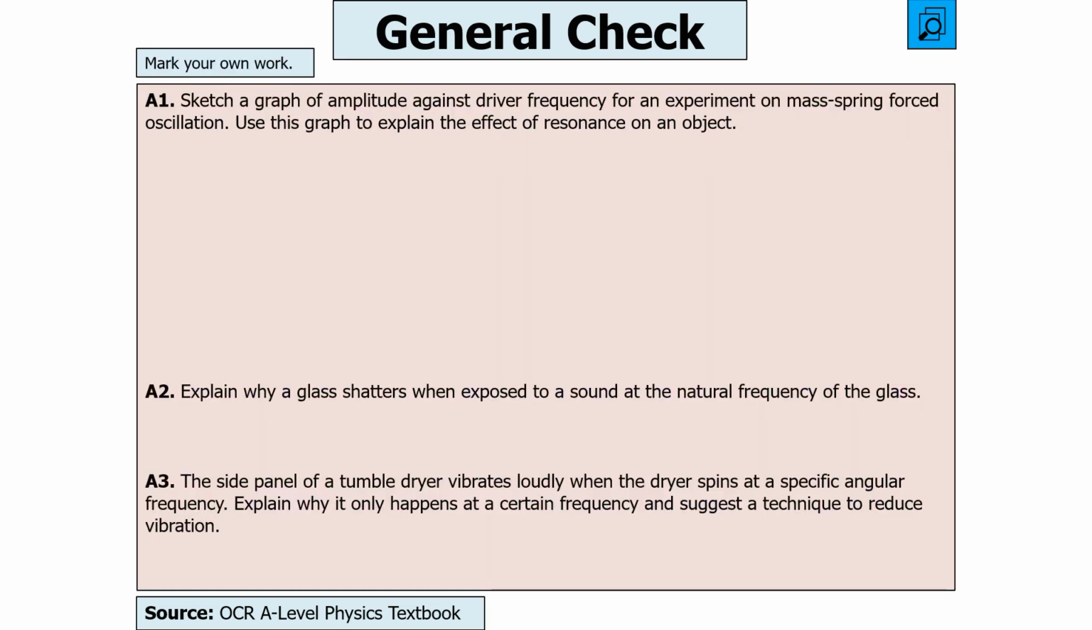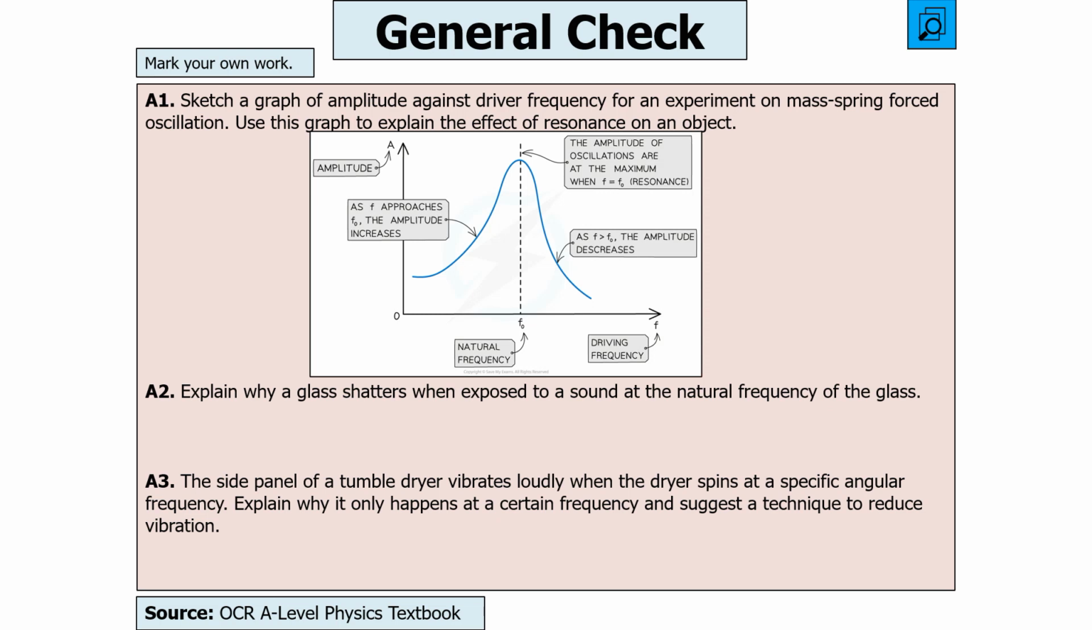Right, so you should be able to remember the graph of the amplitude against the driving frequency. The amplitude will increase as the driving frequency goes to hit the natural frequency. The amplitude of the oscillation is maximum when the natural frequency equals the driving frequency, that is resonance, and then once the driving frequency goes above the natural frequency of the system, the amplitude will decrease.